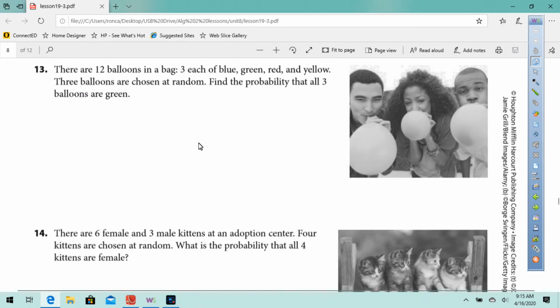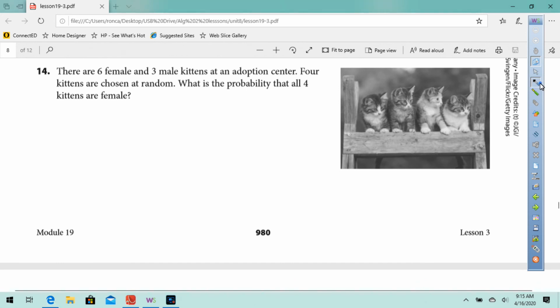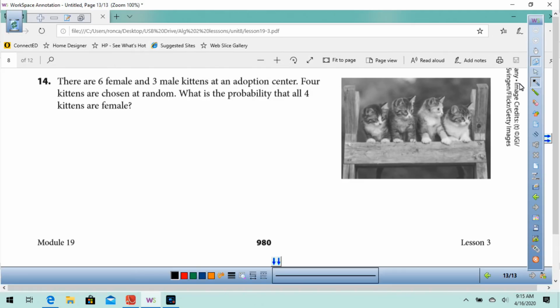All right. We gave it a try. We thought we'd take the easy route. Number 14. There are 6 female kittens and 3 male kittens at an adoption center. And that's going to be on the form for y'all to do. You're welcome.